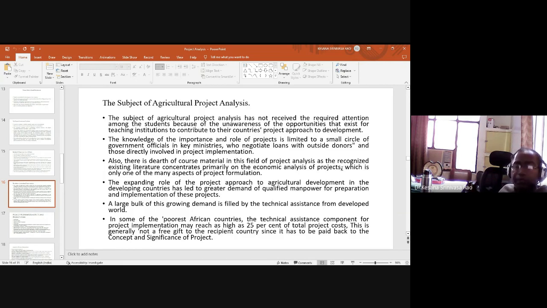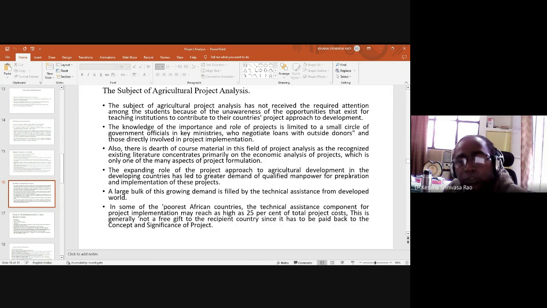In some of the poorest African countries, the technical assistance component for project implementation may reach as high as 25% of total project cost. That is also a great danger. In the majority of the poor countries, technical assistance is going around 25% of the project cost. That means it is a huge amount, so that has to be reduced. If domestic skills and domestic expertise are improved, then automatically that cost can be reduced.